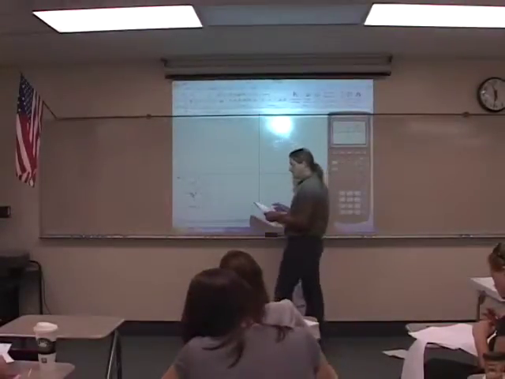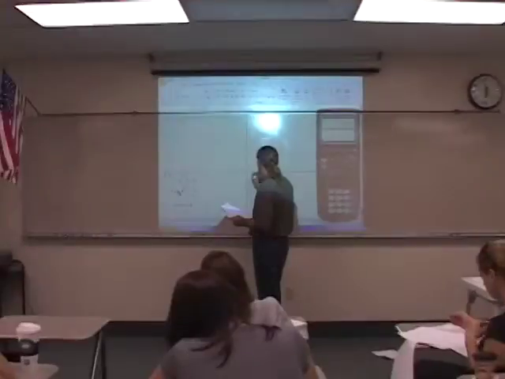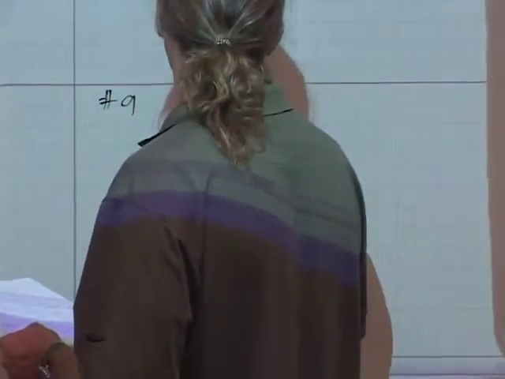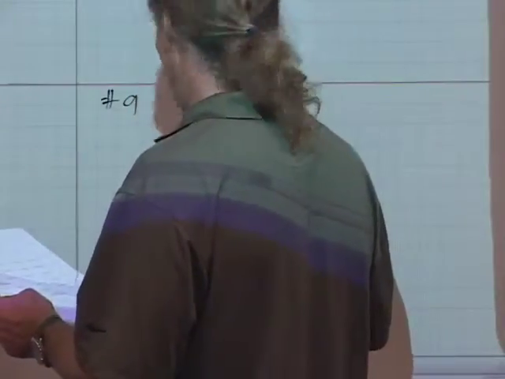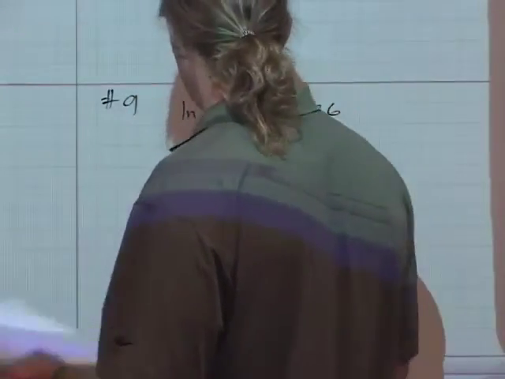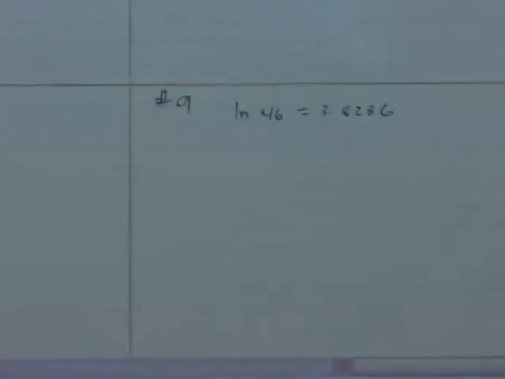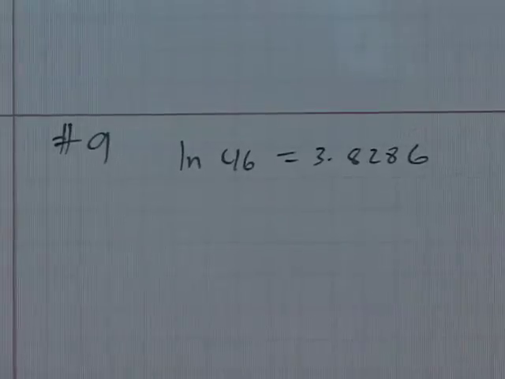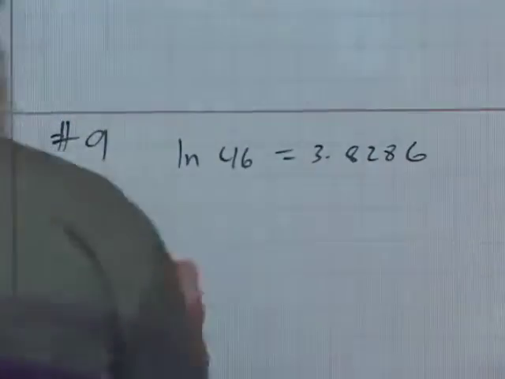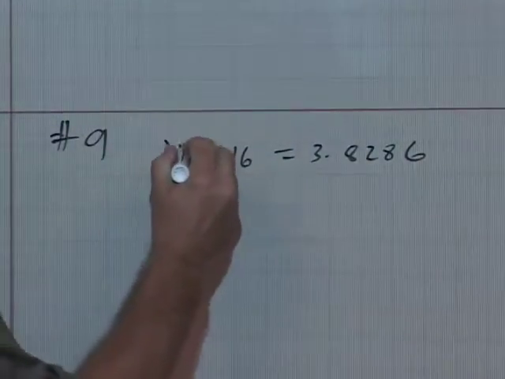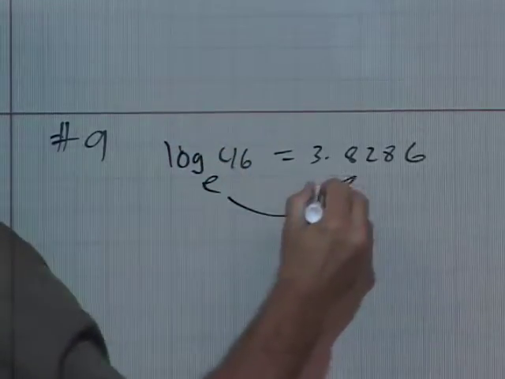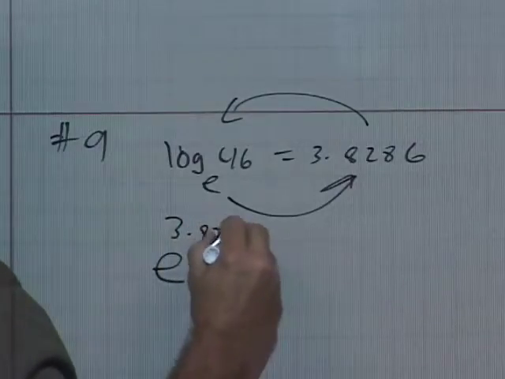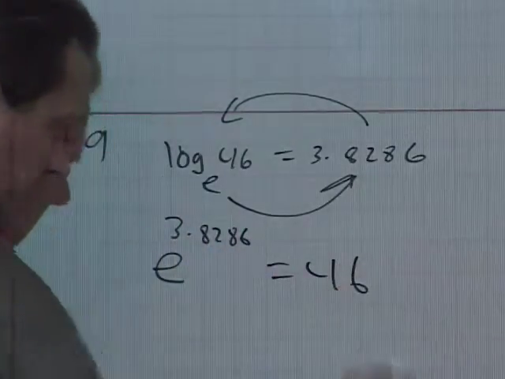Now we can do the same thing to convert, this is number 9. The natural log of 46 equals 3.8286. Convert this into an exponential equation. What do you get? Well, it might be better to write the ln as log base e, and then do that motion like this. And say e raised to 3.8286 is equal to 46.